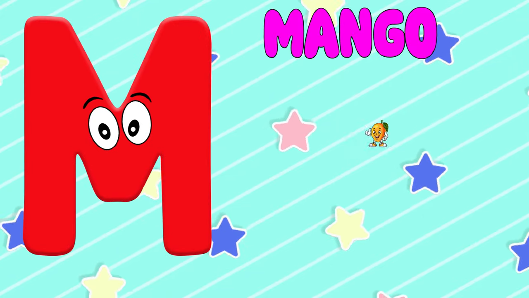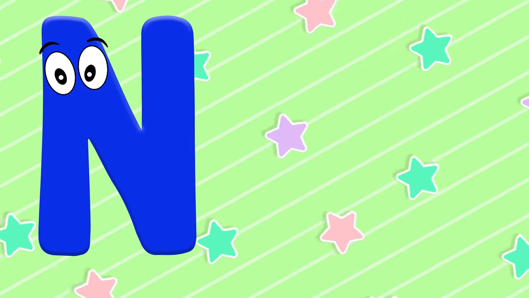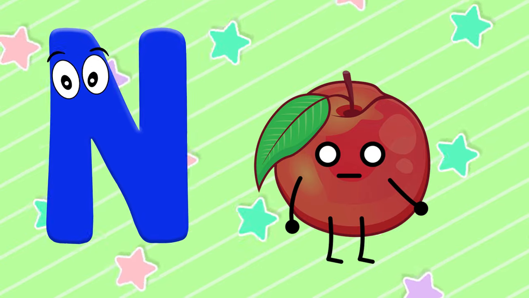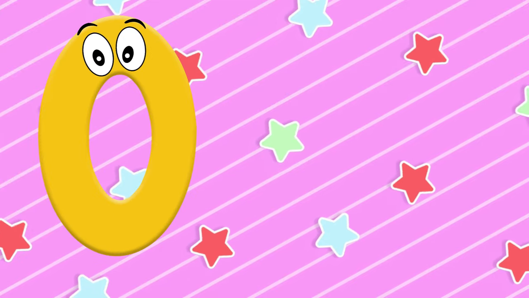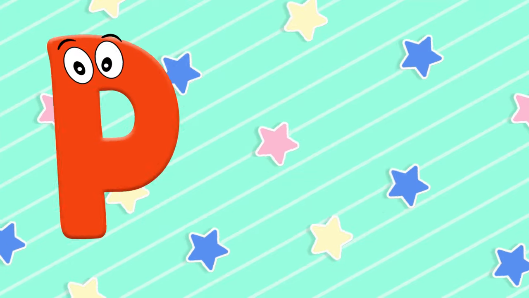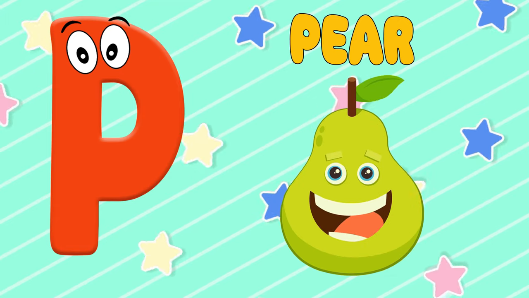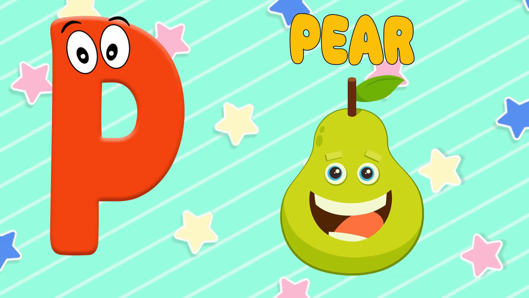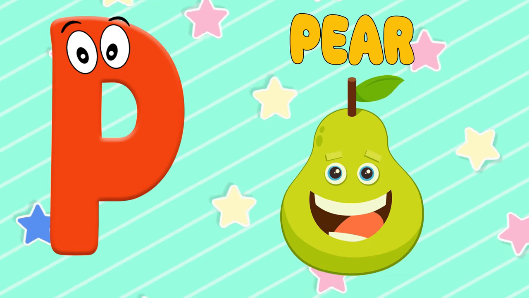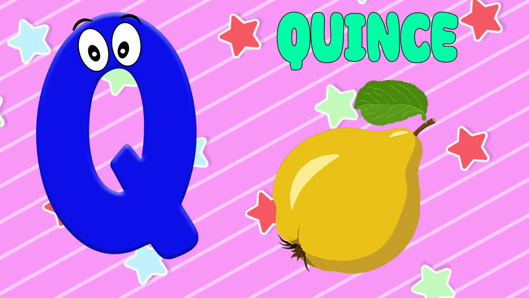M is for mango. N is for nectarine fruit. O is for oranges. P is for pears. Q is for quince.